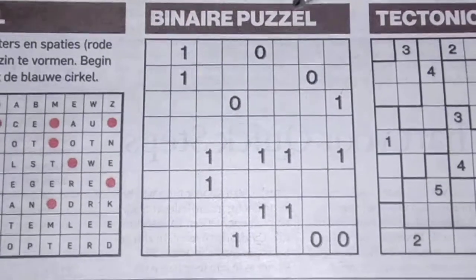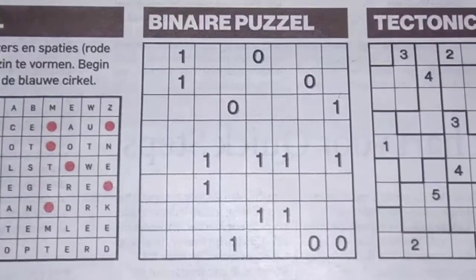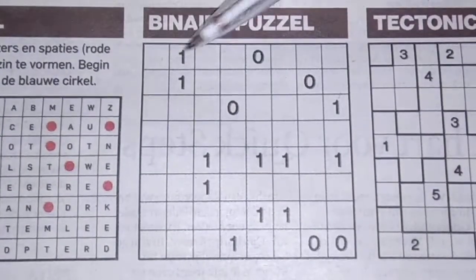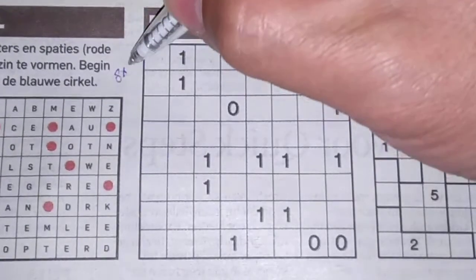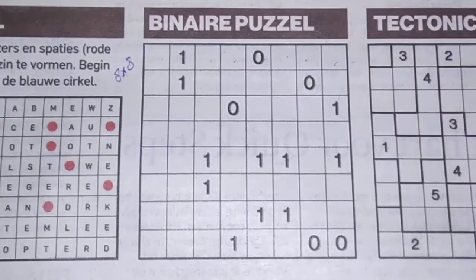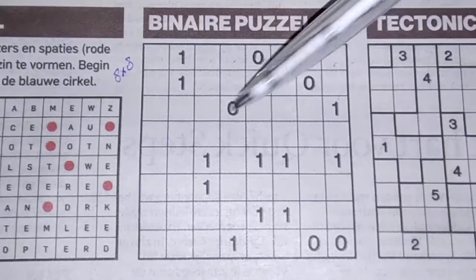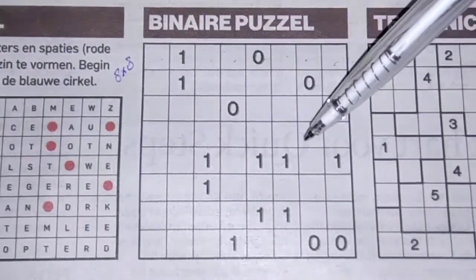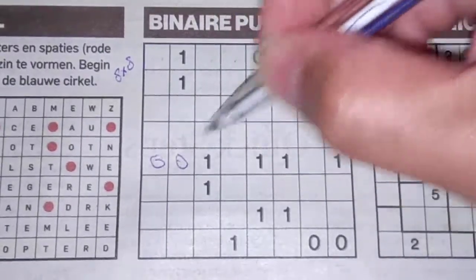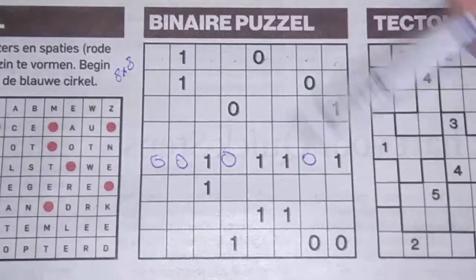What kind of binary puzzle is this? This is a 1, 2, 3, 4, 5, 6, 7, 8. It's an 8 by 8 binary puzzle. So that means 4 in a row. There's always 4 ones and 4 O's, or in a column.